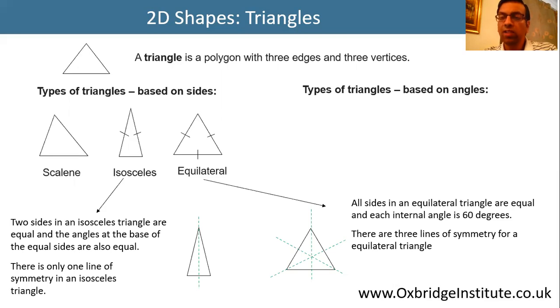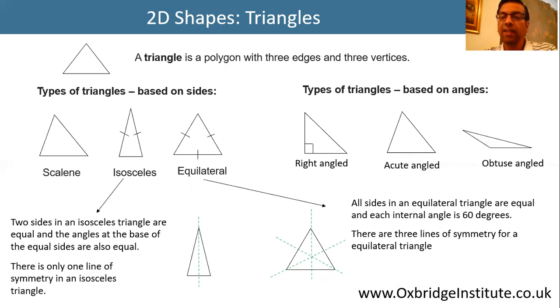Let's move on to classification of triangles based on the angles themselves. So we have a right angle triangle where one of the angles is 90 degrees, an acute angle triangle where all the 3 angles are less than 90 degrees, and an obtuse angle triangle where one of the angles is more than 90 degrees. So if you remember these basic definitions, it will be really good from an exam point of view.